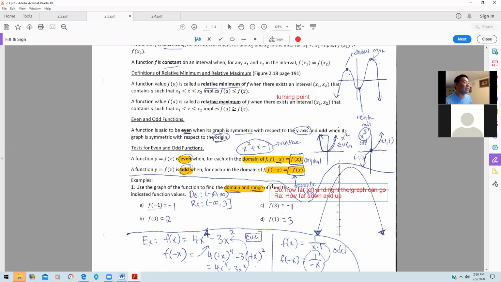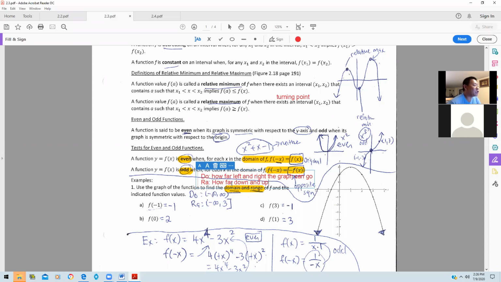If I give you this question here, how do you figure out your domain? You figure out how far left this graph goes. Because of this arrow, it keeps on going left, so it goes to negative infinity. How far right does it go? This graph also keeps going to the right, to infinity. The reason I say left and right, not right and left, is because when you write interval notation, you have to start from low to high. So we do the left and then the right.